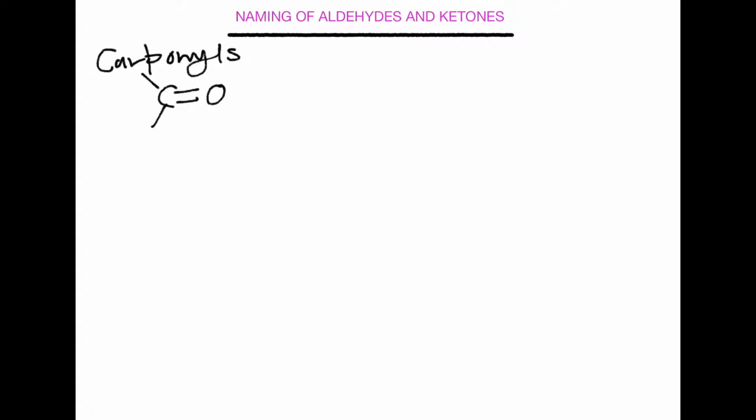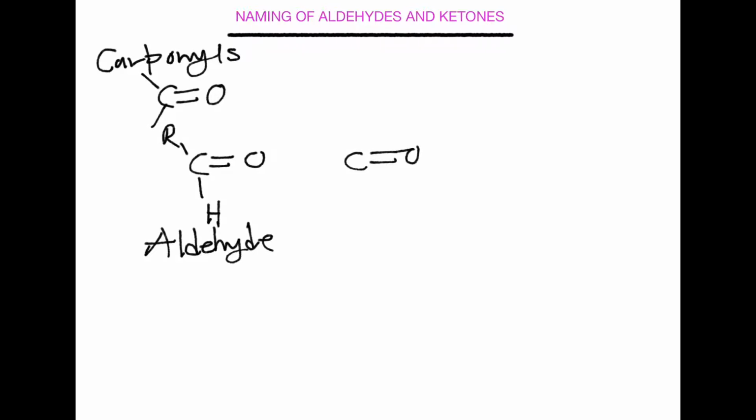Alright, so determining whether the carbonyl group is an aldehyde or ketone is fairly simple. We have the carbon, which is doubly bonded to the oxygen, and then we have an alkyl group here, and over here when we have a hydrogen there, then we can be sure that this is an aldehyde. What if we have a carbon doubly bonded to the oxygen and we have two alkyl groups here? Then we can say that this is a ketone.